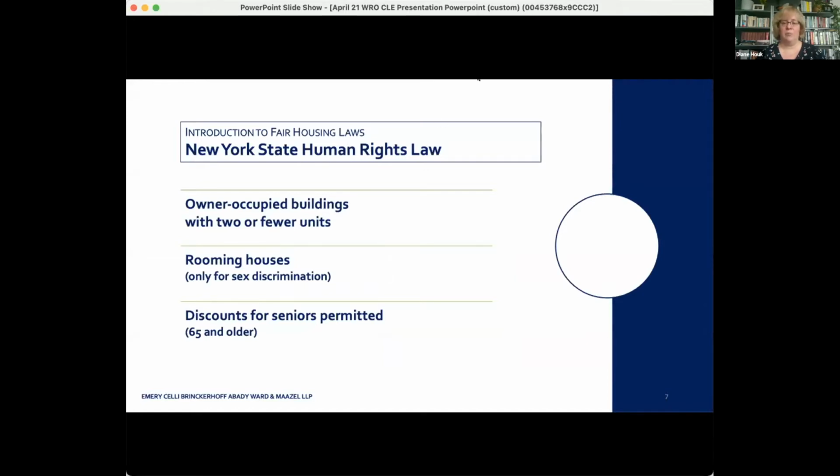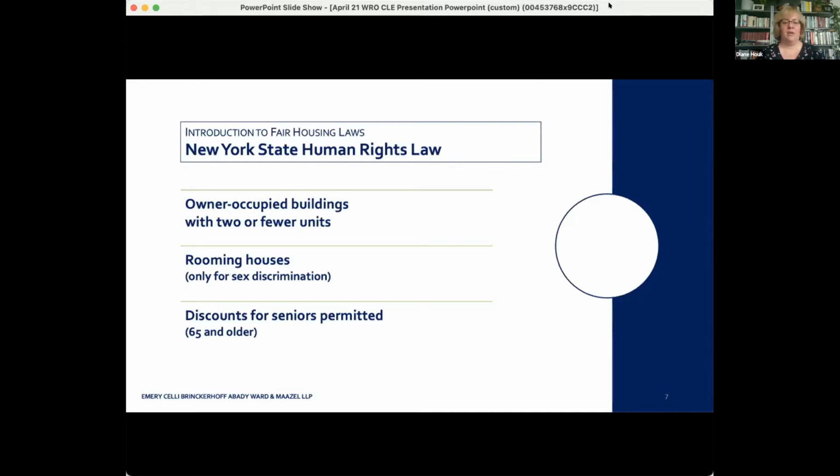So the next slide compares this to the New York State human rights law, which has a similar owner-occupied building requirement, but you can see here, the federal one is 4 units or less. With the state, it's 2 units or less. So if you have 3 units, it might not be covered by the Federal Fair Housing Act, but it would be covered then by the state fair housing law.